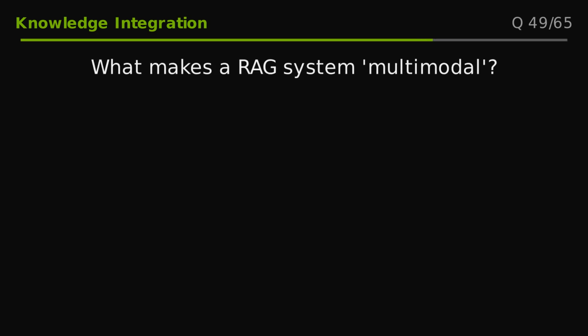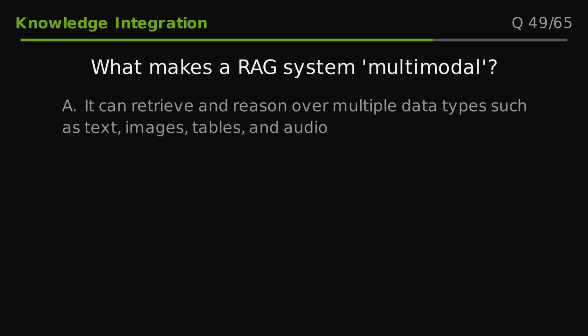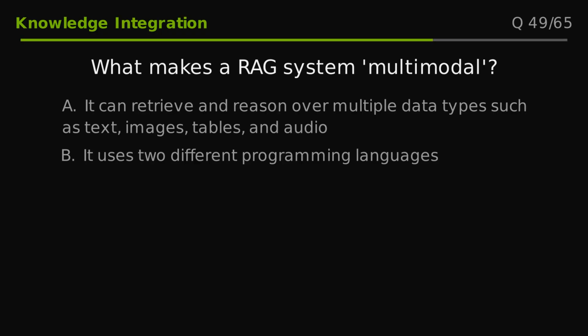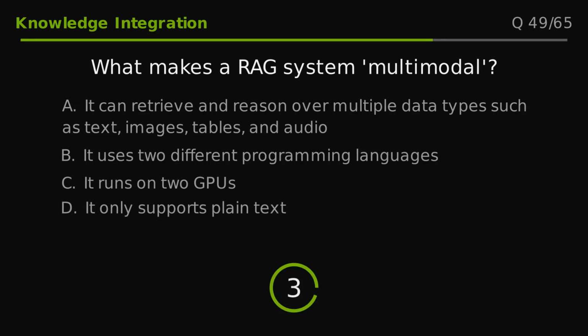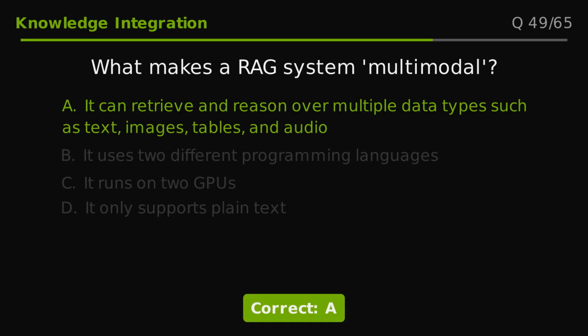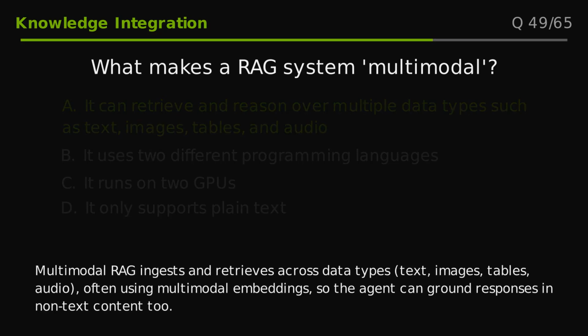Question 49. What makes a RAG system multimodal? Option A: It can retrieve and reason over multiple data types such as text, images, tables, and audio. Option B: It uses two different programming languages. Option C: It runs on two OSes. Option D: It only supports plain text. The correct answer is A. Multimodal RAG ingests and retrieves across data types, text, images, tables, audio, often using multimodal embeddings, so the agent can ground responses in non-text content too.